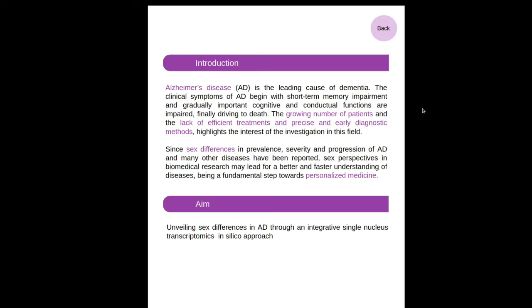Alzheimer's disease is the leading cause of dementia. The number of patients affected by this disease is growing, and despite the effort made by the scientific community, we still don't have efficient treatment and precise diagnostic method. That's why it's important the investigation in this field.